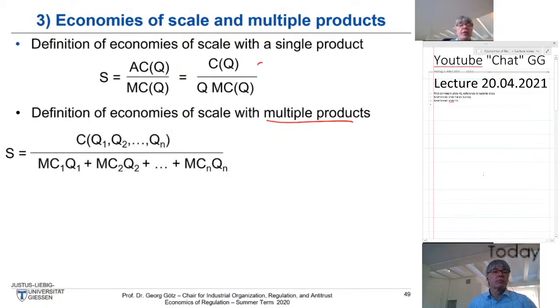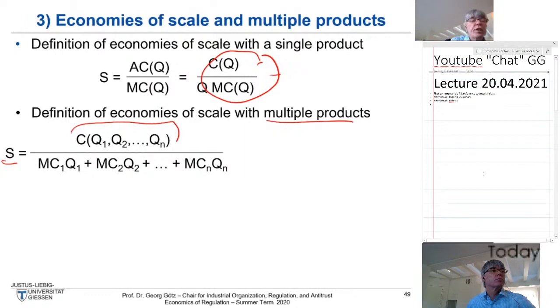So for the multi-product firm, taking this second definition here, in the numerator you simply have the total cost, and in the denominator, what do you have here? You have marginal cost weighted by the output for each product. Okay, so this is simply a weighted measure of marginal cost. Each marginal cost, for say product one, is weighted by the output of product one. This becomes even clearer in the next step, where we derive both.